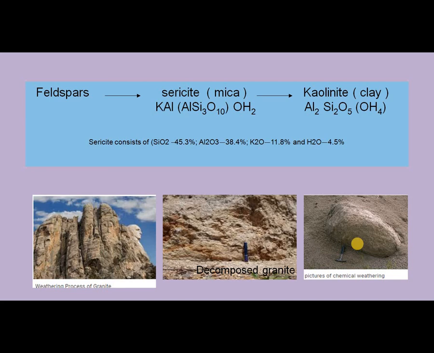Feldspars, sericite, how kaolinite is formed, is shown. Weathering process, how it is taking place, is shown in the picture. Here the granite is decomposed, chemical weathering. This is also a picture of chemical weathering.